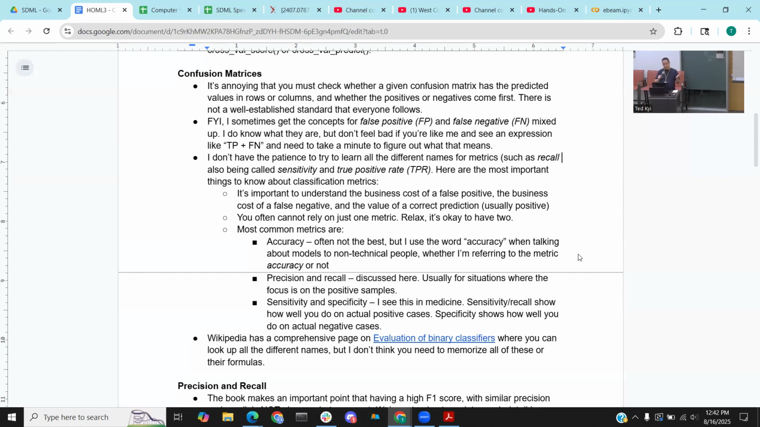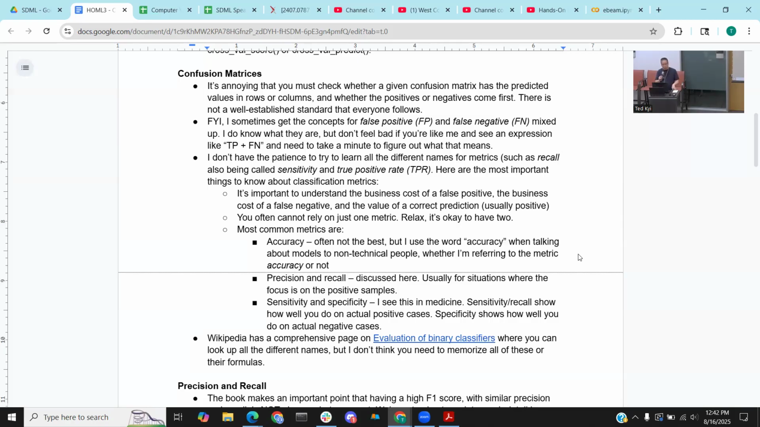And then in the next note, I say there are all these different names: false positive rate, true positive rate, true negative rate, one minus true negative rate, and so on. I do not think you need to memorize these terms. I don't think you need to know all these formulas in order to be successful. But you do need to understand the concept.